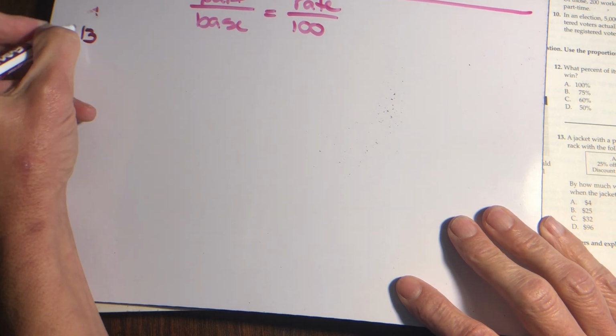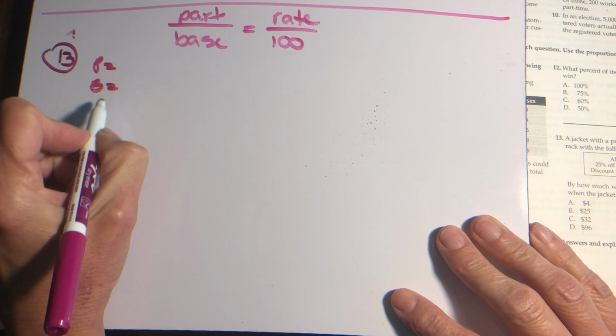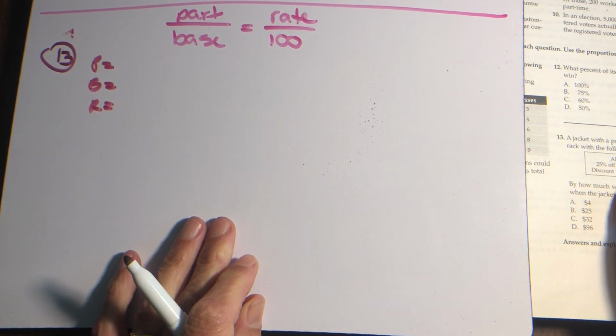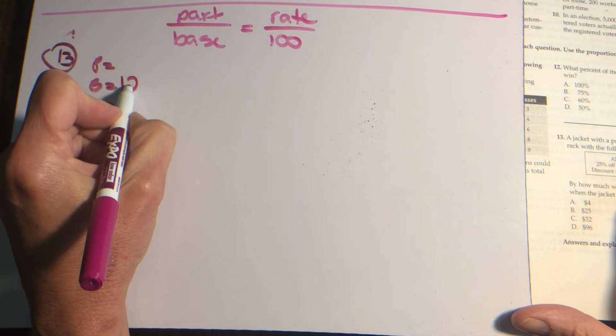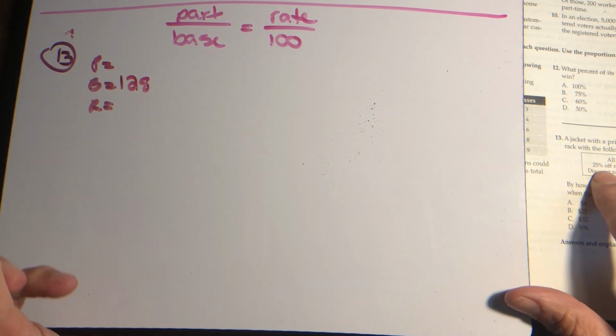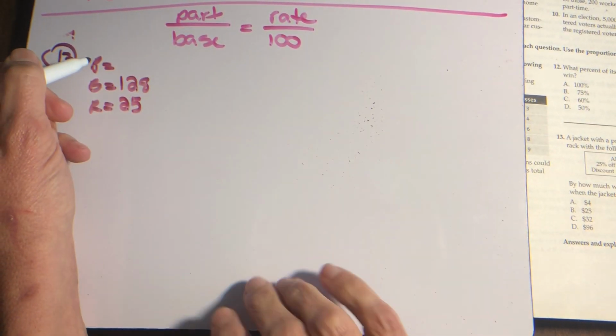This is number 13. We know it's P equals, B equals, R equals. You've got to watch these sale price questions because they can be tricky, okay? Now, we know that the whole price is $128. That would be our base. We know that the percent off is 25. And we're only looking for the discount, the part.